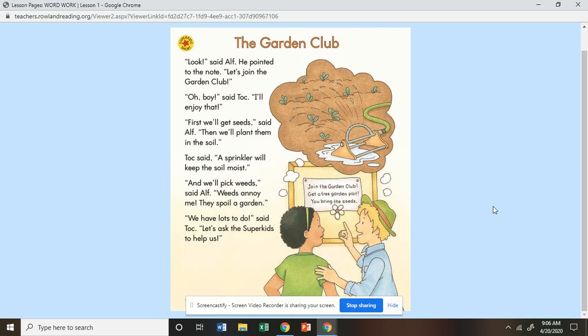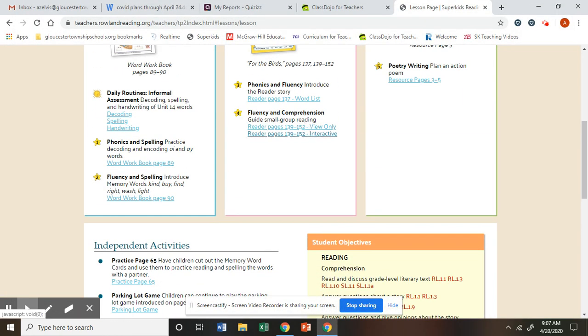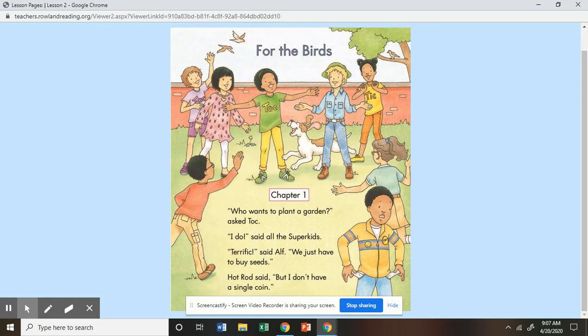Okay? We will be doing a Zoom meeting at 1:30 to read this story and the next story, because this is only one page, The Garden Club. And the next story that you're reading is For the Birds. So we will read both together on Zoom at 1:30 if you can meet us. If you can't meet us, you can read it all on your own.